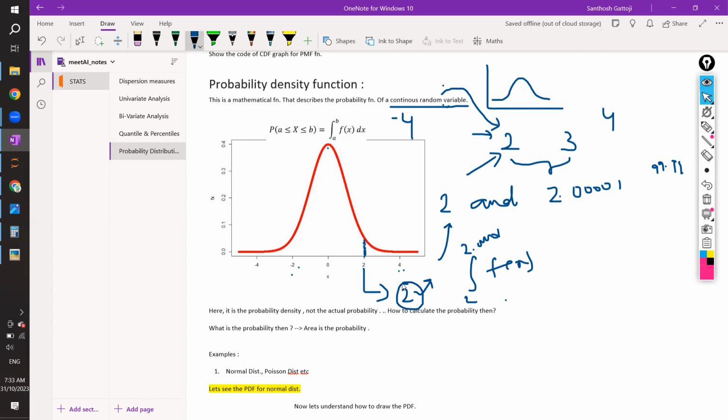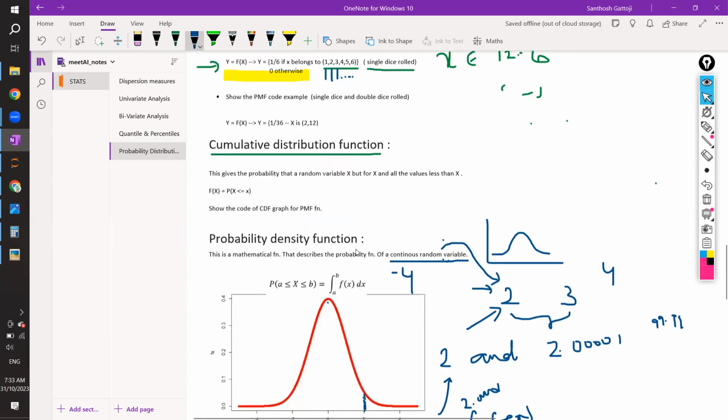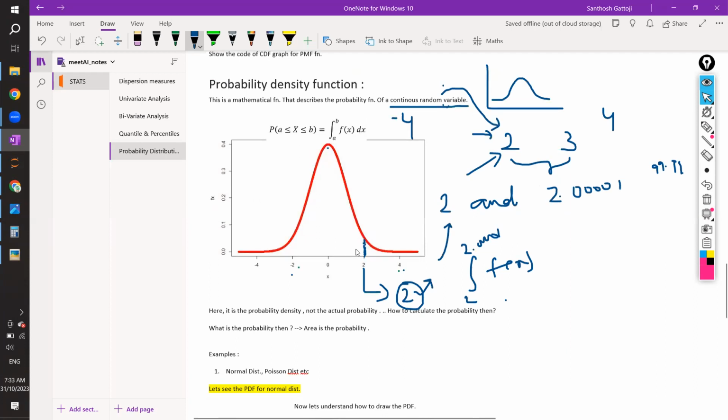So here I'm just repeating. In the case of the probability density function, we are going to use the area under the graph. And the area under the graph is always going to give you the probability. Technically you can call it a probability density, but you can consider this as a probability which you are getting from the graph.